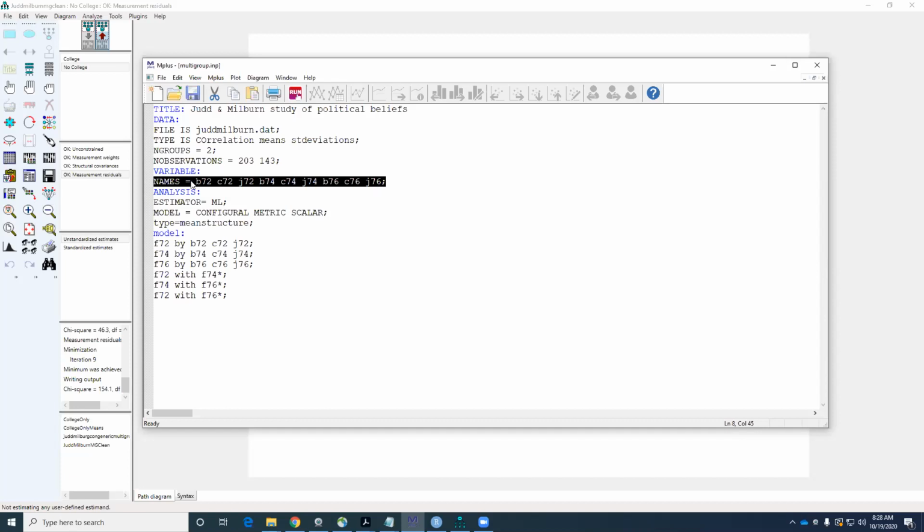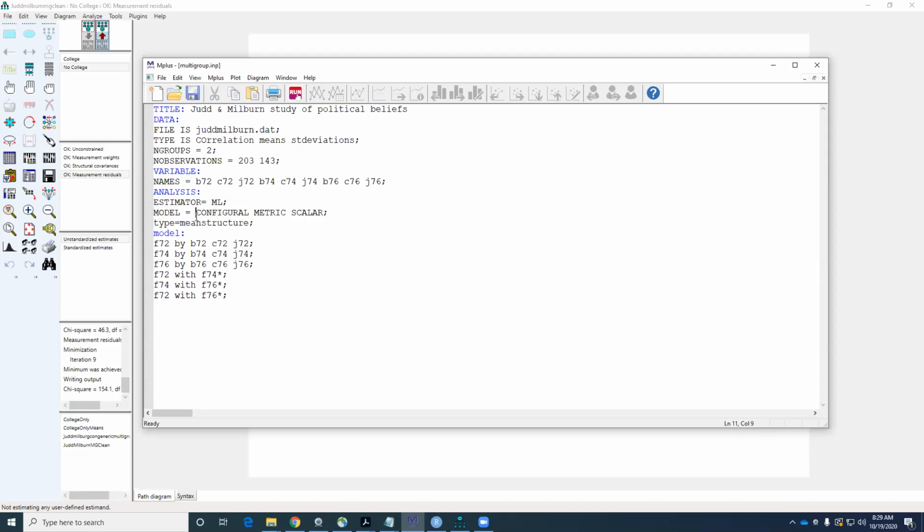I guess I should have said, given the political nature of our days, this is a study of liberalism from 1972, 1974, and 1976. And we're going to do a maximum likelihood estimation. For doing our model, we have this little statement.